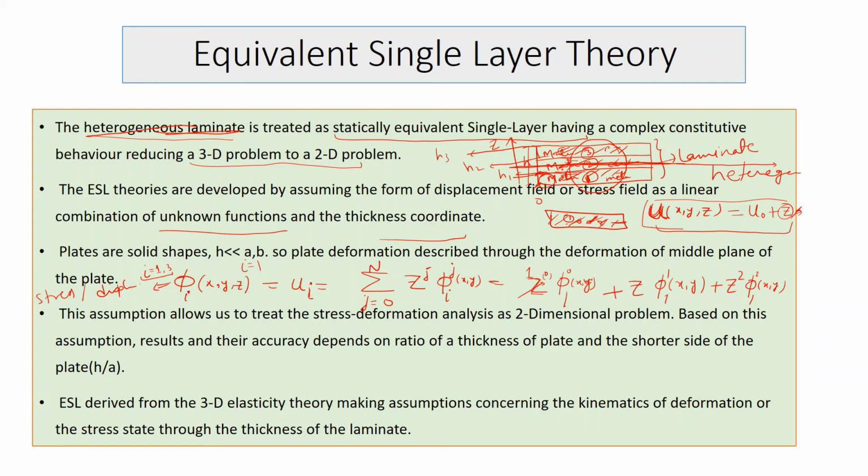Now this assumption allows us to treat the stress deformation analysis as a two-dimensional problem. Based on this assumption, the results and their accuracy depend on the ratio of the thickness of the plate. If the plate thickness is small, meaning a thin plate, then it gives very good results. Otherwise, as the thickness increases, the accuracy decreases. The equivalent single layer is derived from the three-dimensional elasticity theory, making assumptions concerning the kinematics of the deformation or the stress state through the thickness of the laminate.